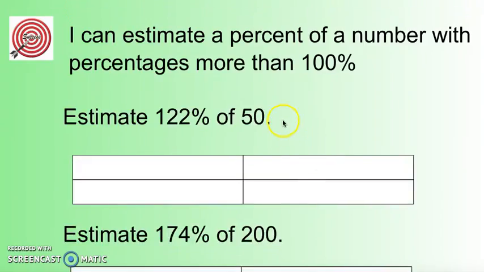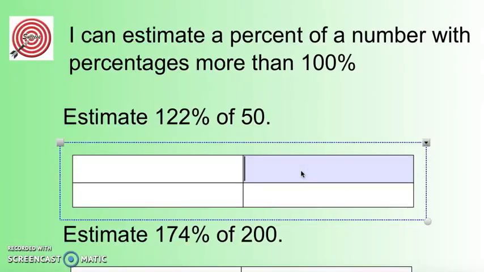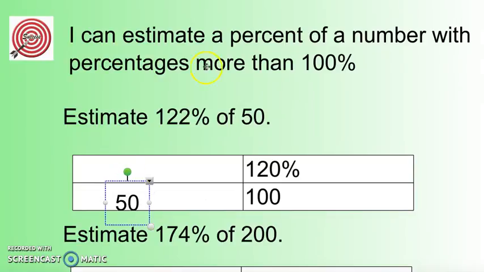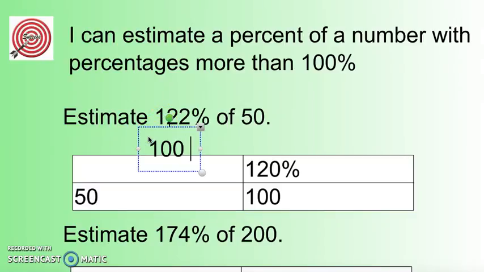I could also estimate a percent more than 100%. Oh, we could do this. Okay, so let's first of all round. What is 122% close to? Remember, round to like the nearest 10%. So that would be about 120%. 100 still stays the same. 50 we could keep. This is a little bit different than last time because we have 100% plus an additional 20%.